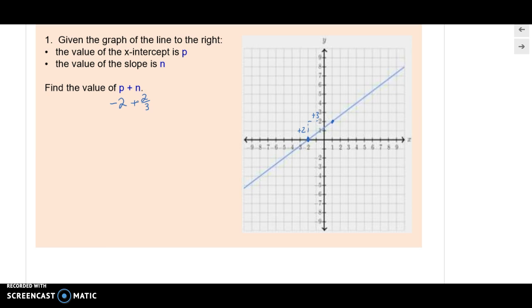I'm asked to add them together. Well, if I'm looking at fractions, I need to have a common denominator. So -2 would be the same thing as -6 over 3. And so putting those together gives me negative 4/3. So again, it's not just interpreting parts of a line, it's interpreting parts of a line and then doing something else with it. These are the types of questions the SAT likes to ask.